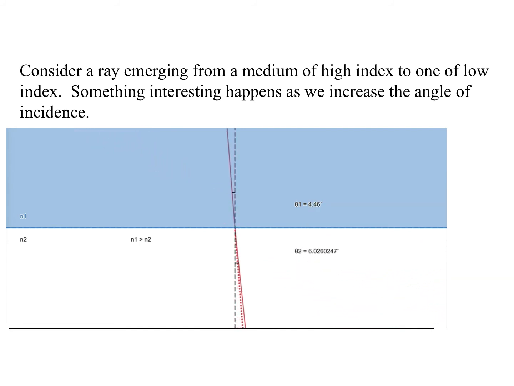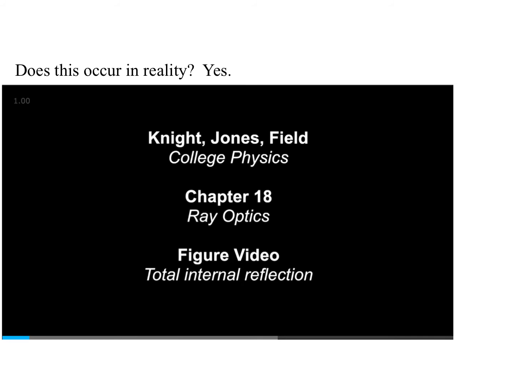So you can see that eventually it looks like there is no refracted ray. The angle is becoming more and more, and we're at 40, 50, 60, 70, 80, 90, and 90, and then something weird happens. Does something like that happen in real life, or is this just a mathematical oddity? In fact, it does happen in life. Here's a demo.